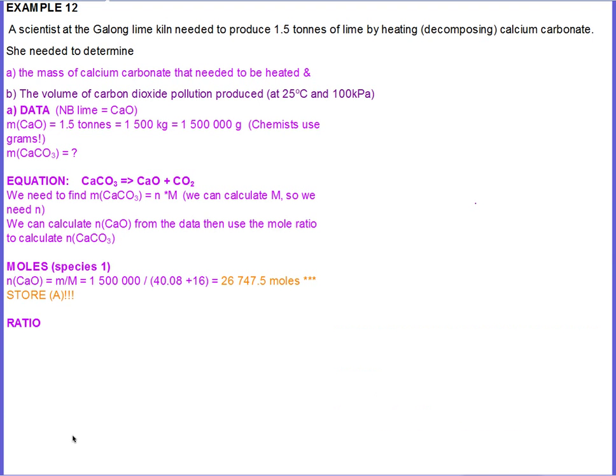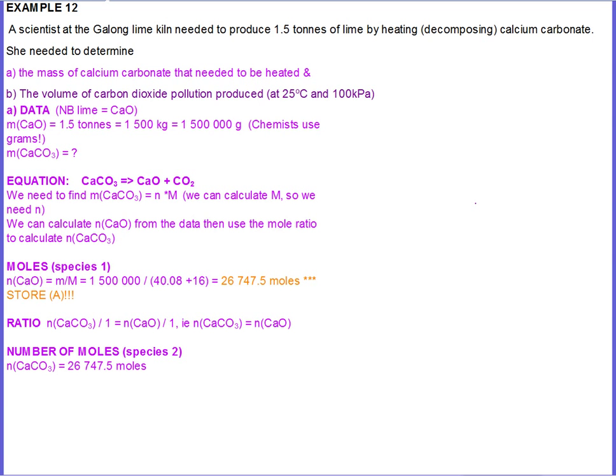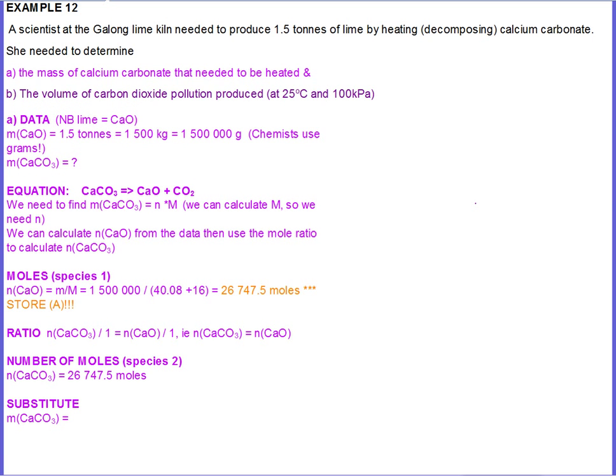So the next step, we've got the moles of our first species, we're down to finding the ratio, and that's come straight from our equation. It's easy to see the ratio here between calcium carbonate and calcium oxide is 1 to 1. So number of moles of calcium carbonate on 1 equals number of moles of calcium oxide on 1, or they're just the same number. That's an easier way of saying that. So therefore the number of moles of our species 2, which is our calcium carbonate, is exactly the same as the moles of the calcium oxide, 26,747.5 moles.